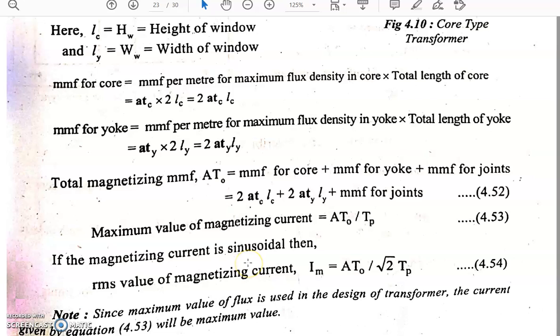Usually we study the transformer with sinusoidal supply, which is what we utilize in the power system, on the grid side and utilization side. So it is sinusoidal EMF, and the peak factor for sinusoidal EMF is square root of 2. So this is the maximum value of magnetizing current, and the RMS value is the maximum value divided by root 2. So it is AT naught by root 2 TP.